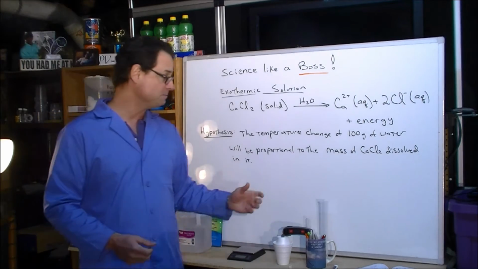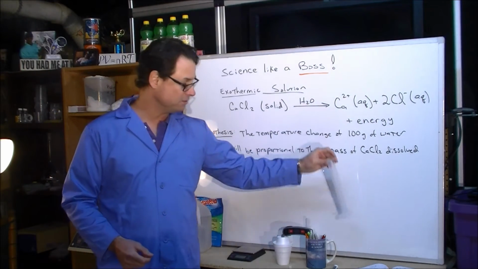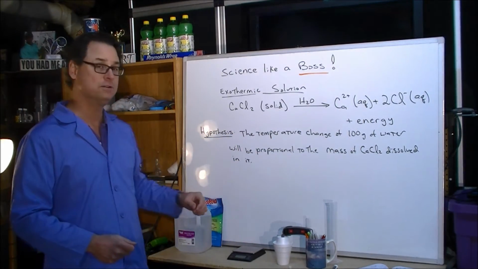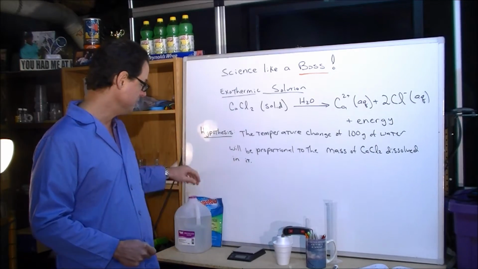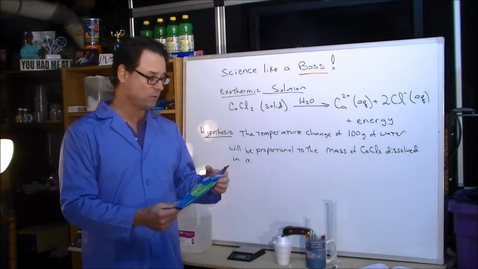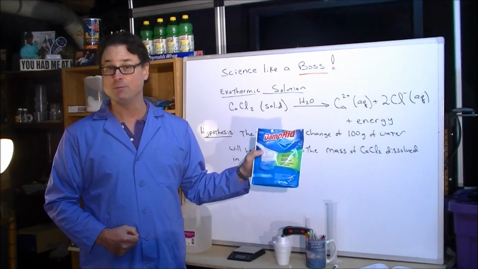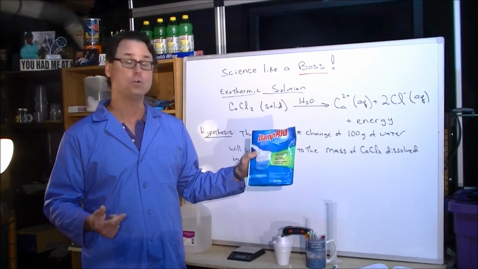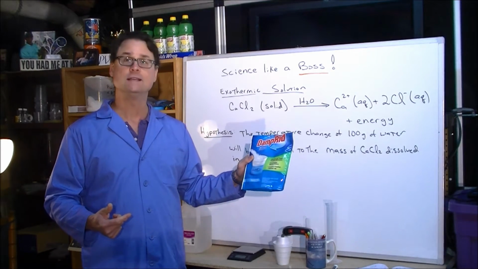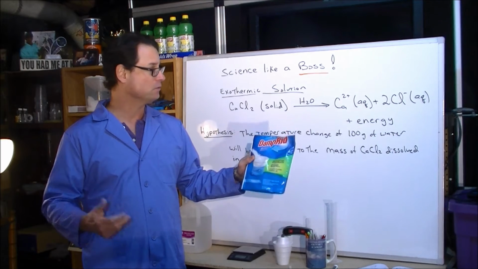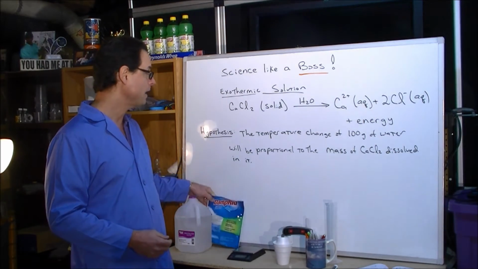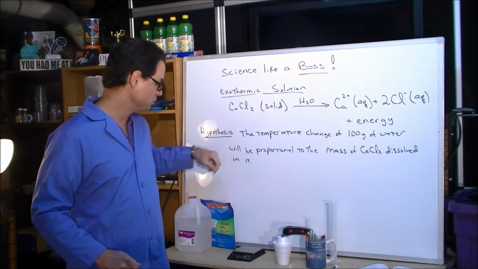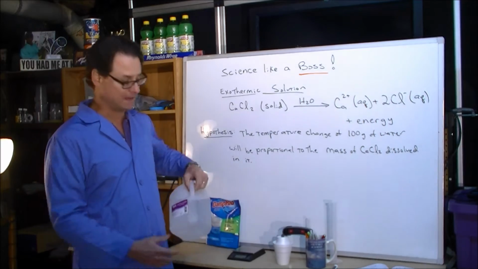Some other things that we'll need for the experiment: a graduated cylinder helps us measure 100 grams of water quickly, because 100 grams of water is very close to 100 milliliters of water. And the calcium chloride comes in the form of Damp Rid, which can be obtained usually at a local hardware store or Walmart, and it's just a convenient source for calcium chloride. The calcium chloride was chosen because it dissolves quickly in water and it makes a nice, strong exothermic reaction.